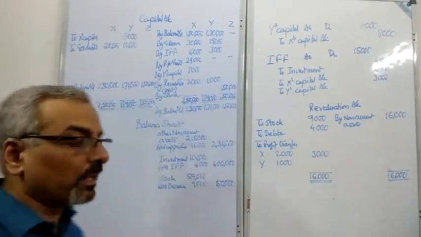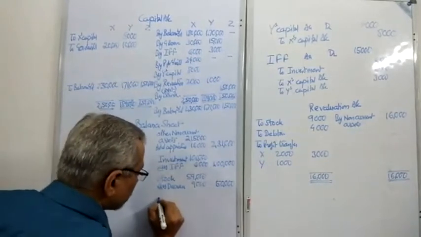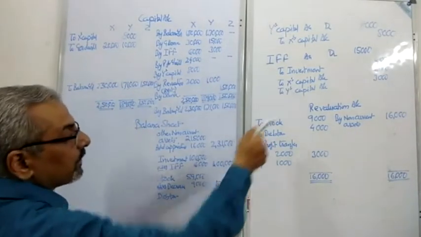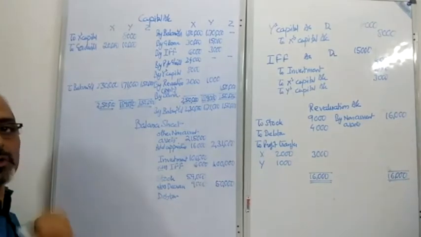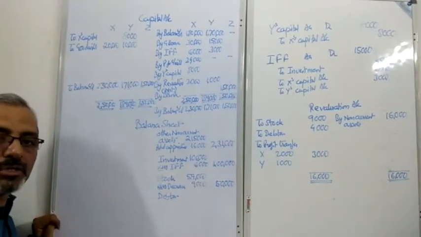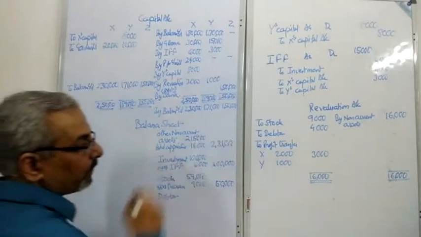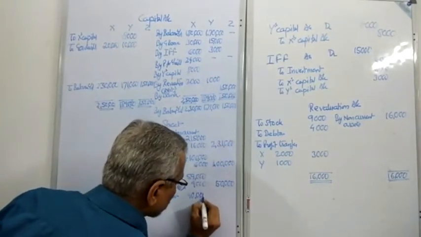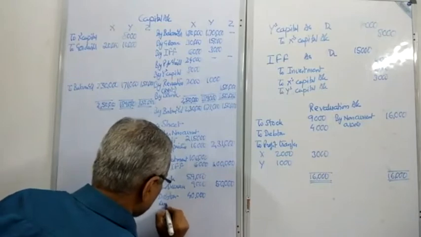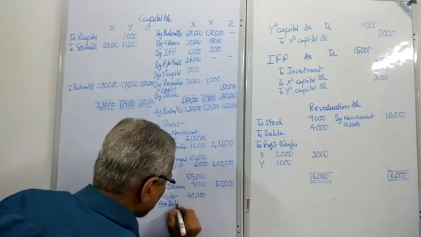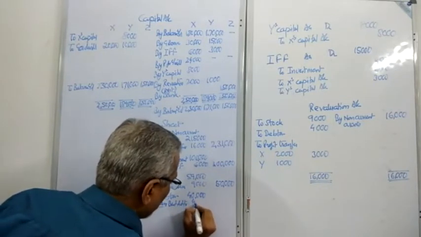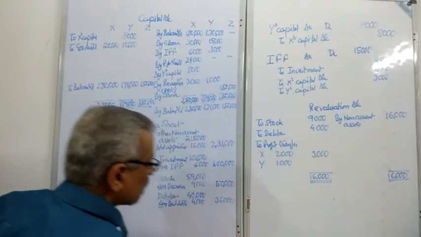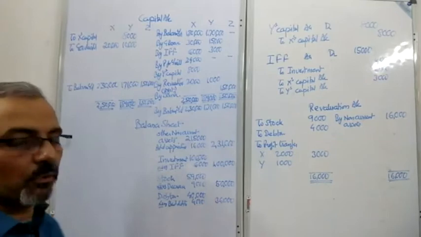Okay. The next one which we have is debtors. And if you see, there is a bad debt of 4,000. What was the value of debtors given in the question? It was 40,000, and there was a bad debt of 4,000. So 40,000 less bad debts 4,000, outer column 36,000.